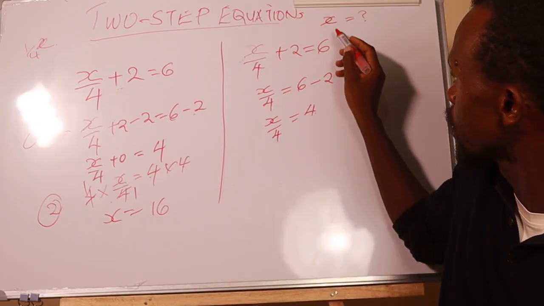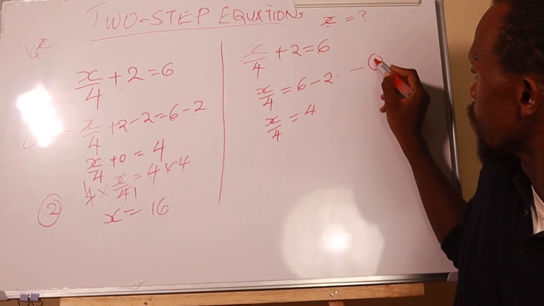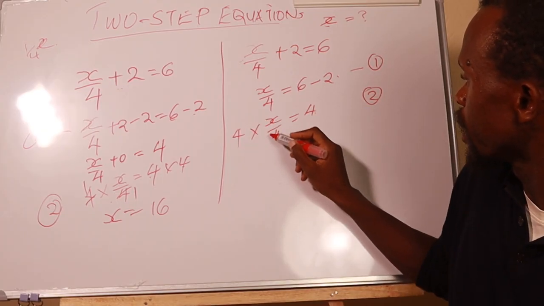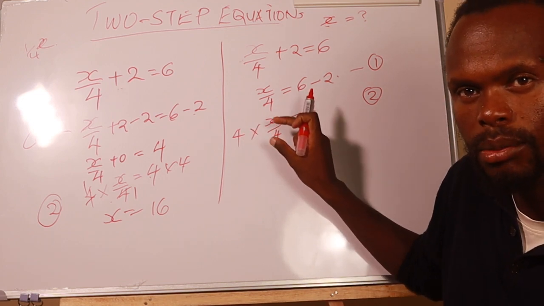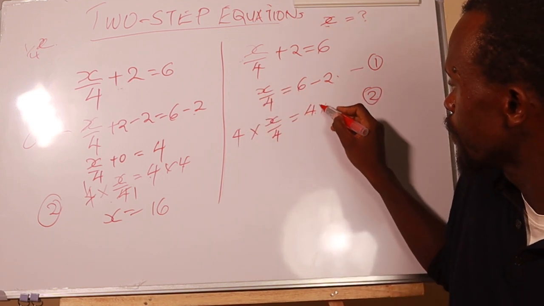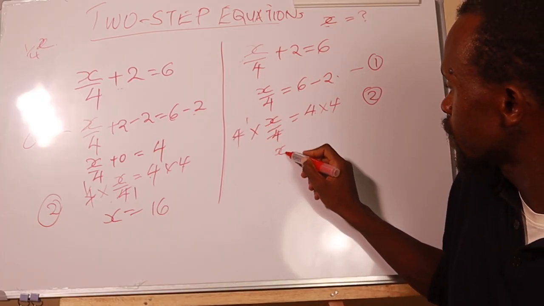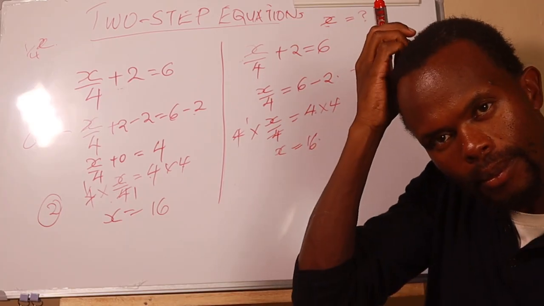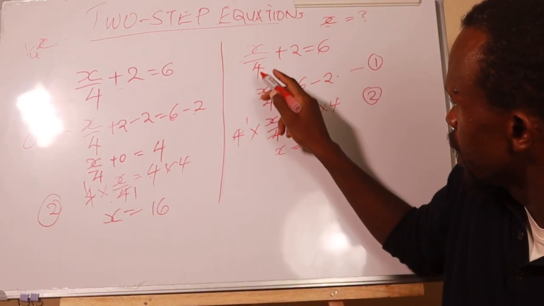Now from here, since our goal is to be left with x, we're going to apply step 2, which entails multiplying both sides by 4, so that we remove the division. And therefore we'll be left with x equal to 4 times 4, which is 16. Now we can confirm whether we are right with x as 16.